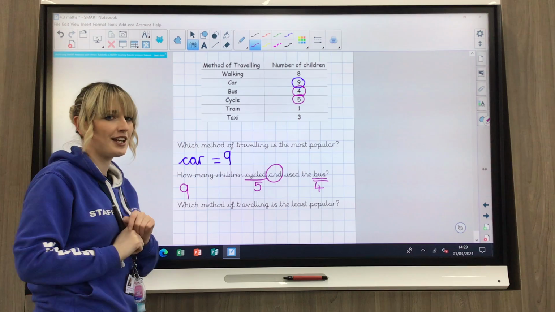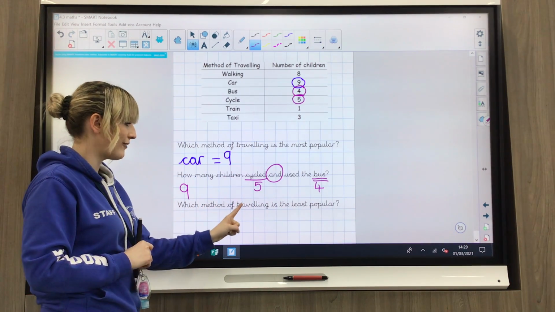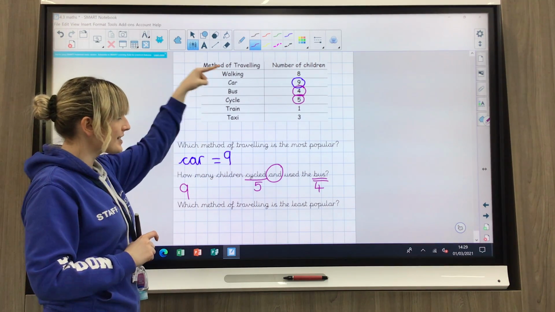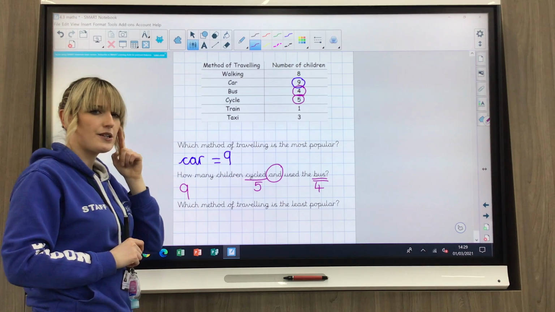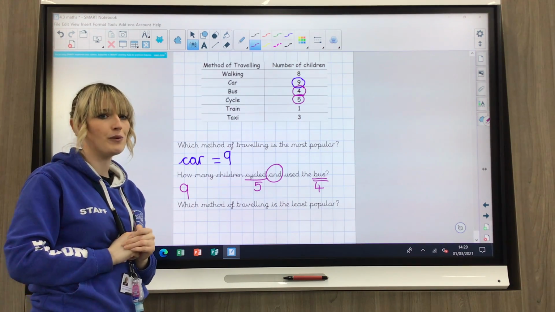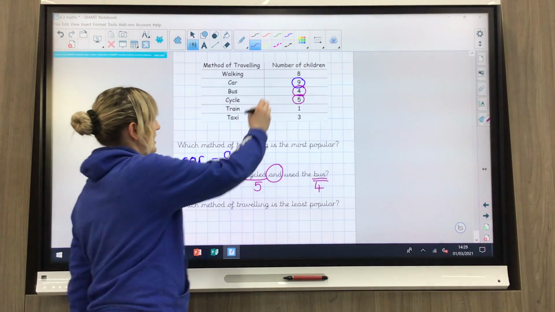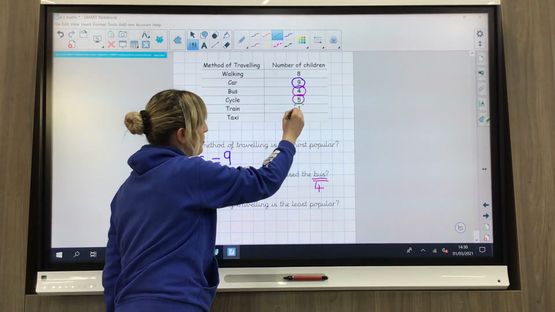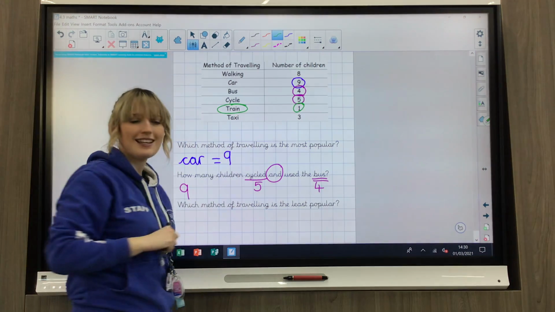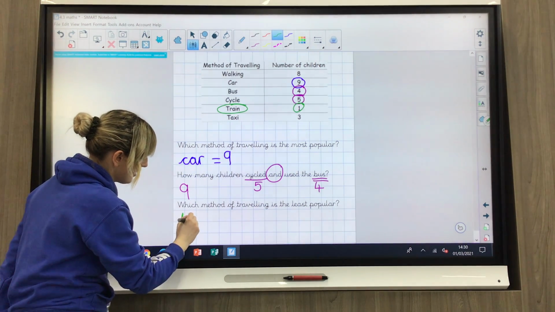The last question, and I'd like you to shout the answer at me. It says, which method of travelling is the least popular? So which one is the least popular? So to find the least popular, you're going to have to find the smallest number. Shout it out. Well done. If you know that the least popular would be number 1 because it's the lowest number, which, if we go along, would be the train. Okay, so for that answer, you would write the train.